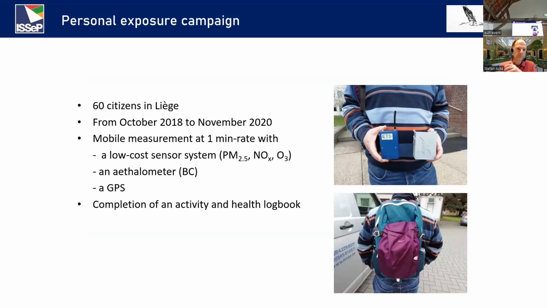So that's why, in the project WA, we made a mobile measurement of concentration with 60 citizens in Liège from October 2018 to November 2019. We gave the participants a set of mobile devices with a measurement rate of 1 minute. In the set, there was the low-cost sensor system developed by ISSeP, but also an aethalometer for black carbon and a GPS to track the participant during their activity. The measurement took place over 1 week, and we asked the participants to complete an activity and health logbook.